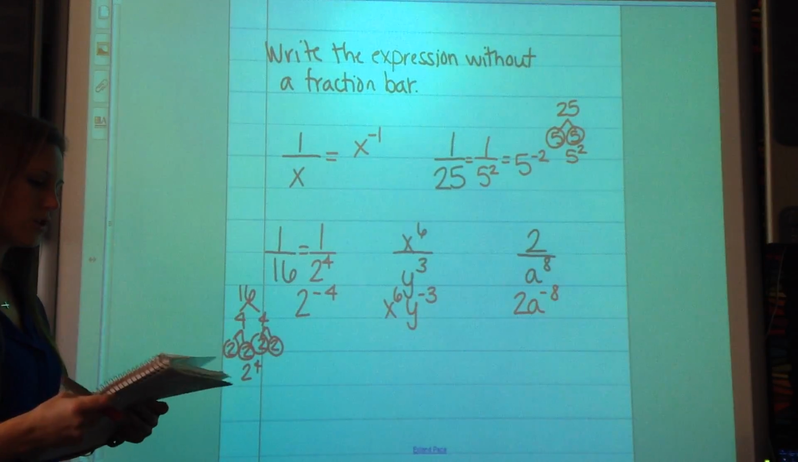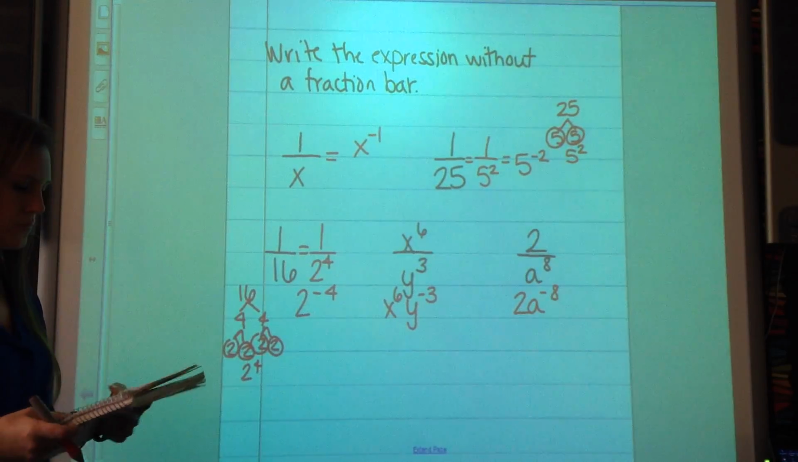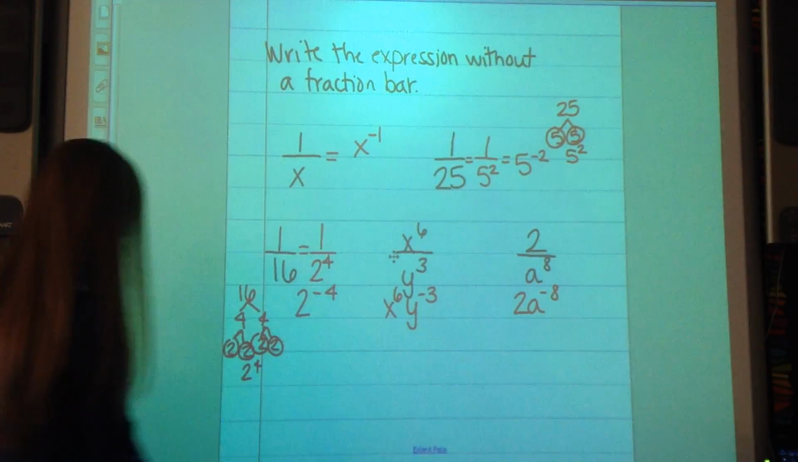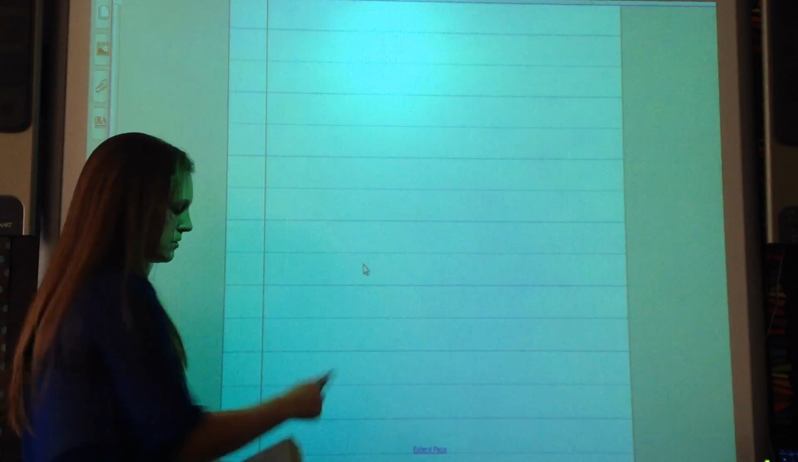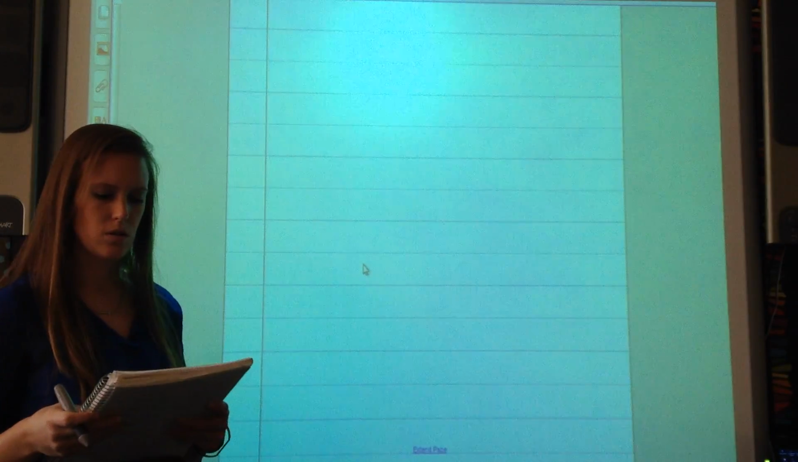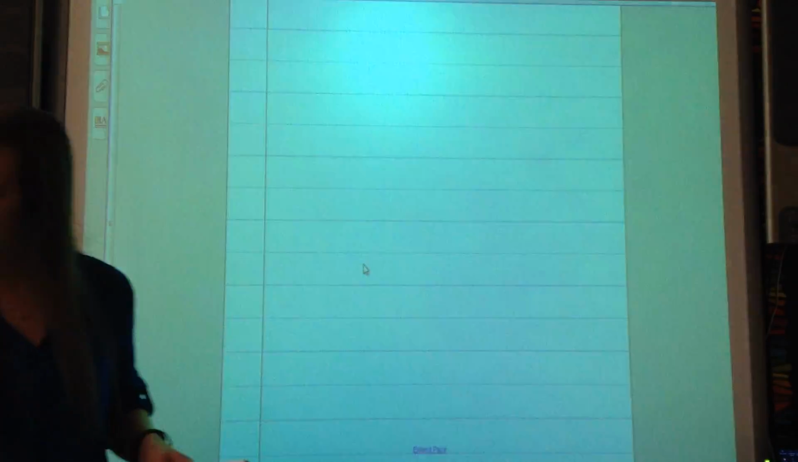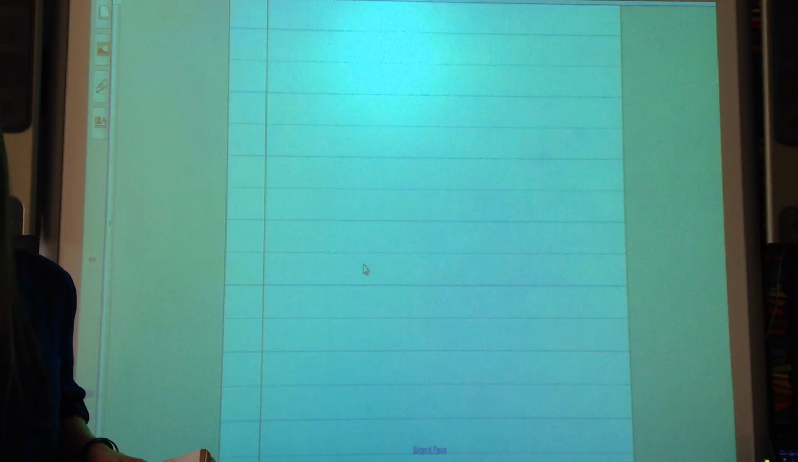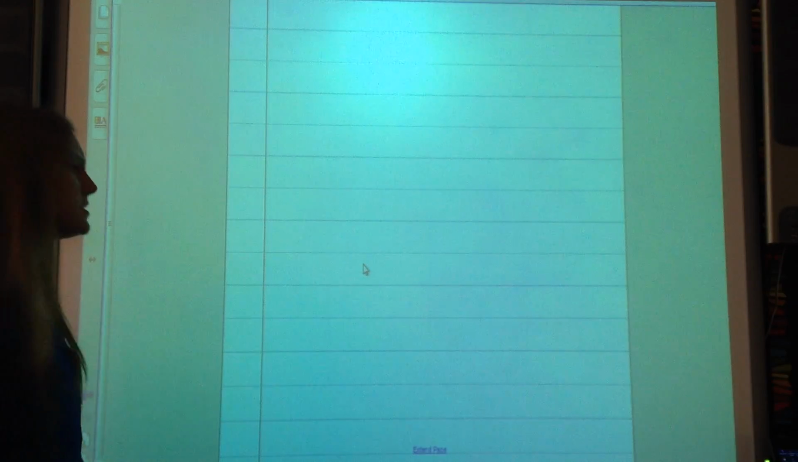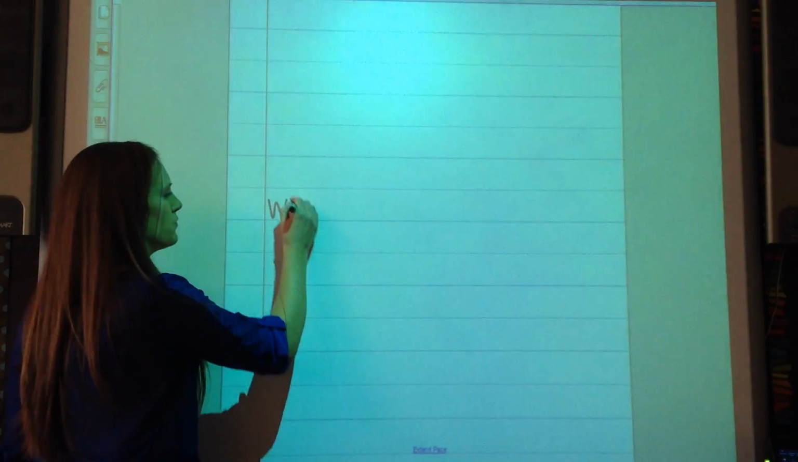One more section. Let's see here, our instructions. Write your answer using only positive exponents.